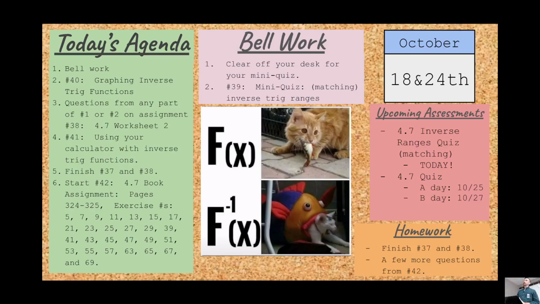And then if you would get out a blank piece of paper and start that book assignment, you do not have to finish it. You don't have to get close to finishing it. The book assignment is the main thing we'll do on Thursday. But the more of it you get done today, even if it's just a few questions, will make Thursday that much easier because you'll have that much less to do.